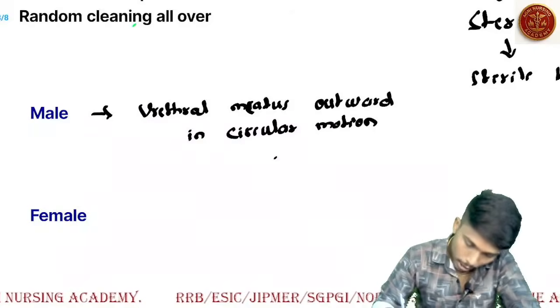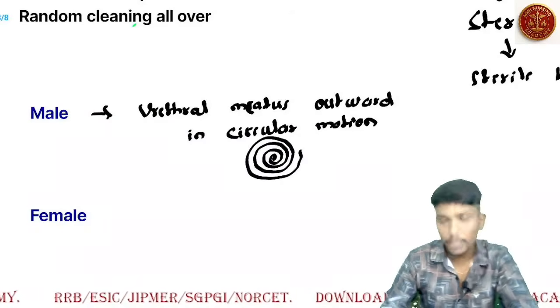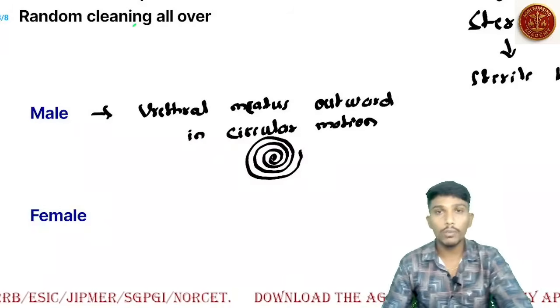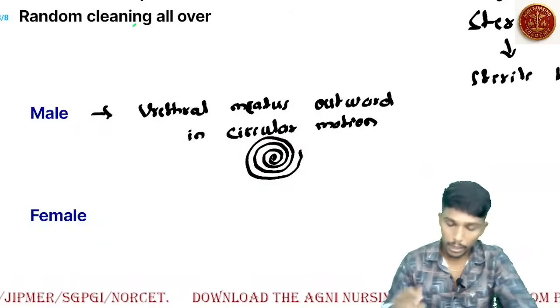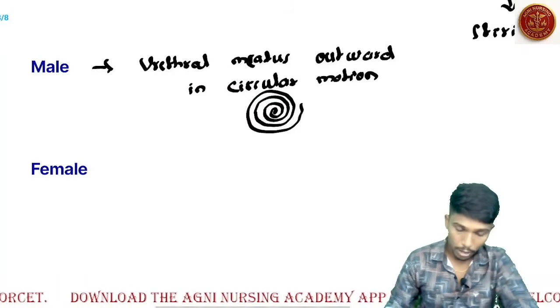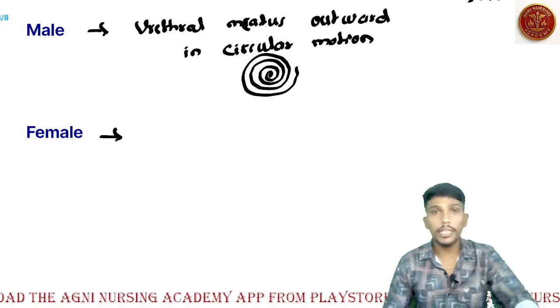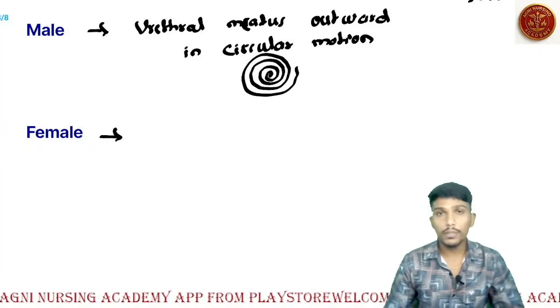See, we have to clean from the urethral meatus outward in a circular motion. We have to clean like this. This is the correct way to clean the area of the site of urinary catheterization. Now coming to the female patient, there is a slight difference in the cleaning of the site.